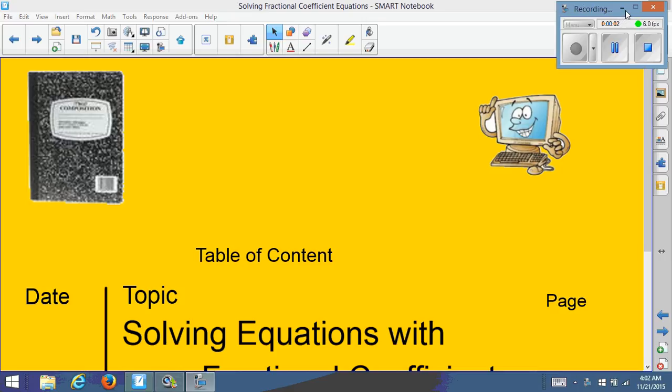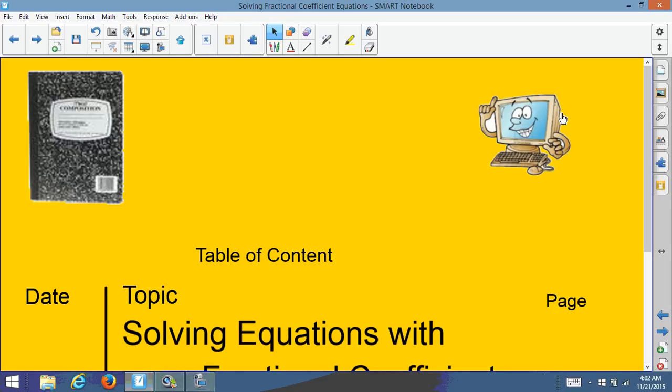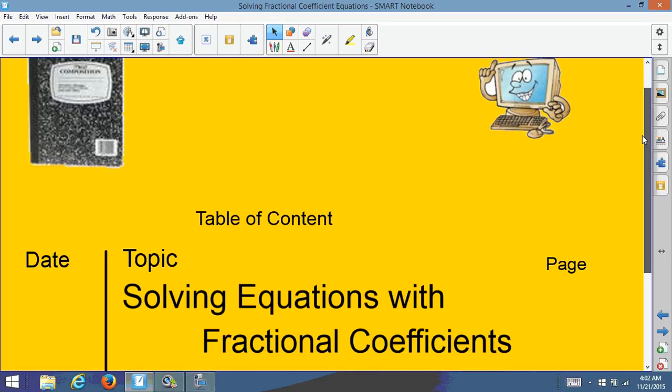Welcome back, ladies and gentlemen. This is Dr. Robinson again, and we are going to continue our studies. Today we're talking about solving equations with fractional coefficients.